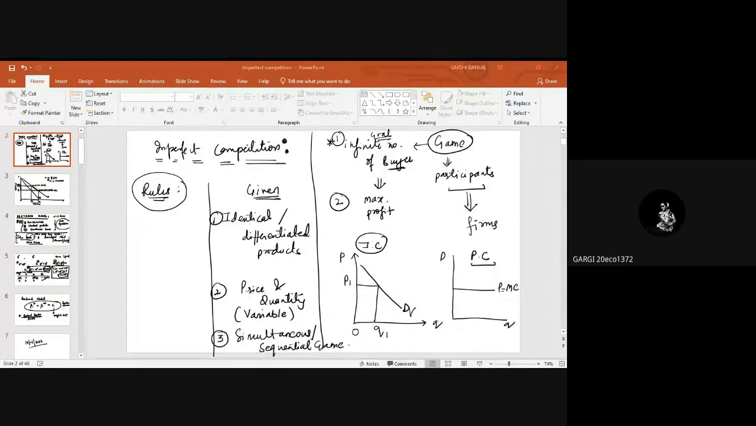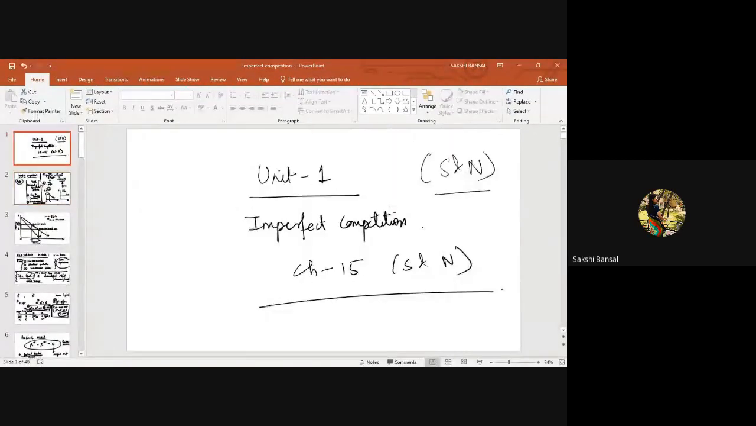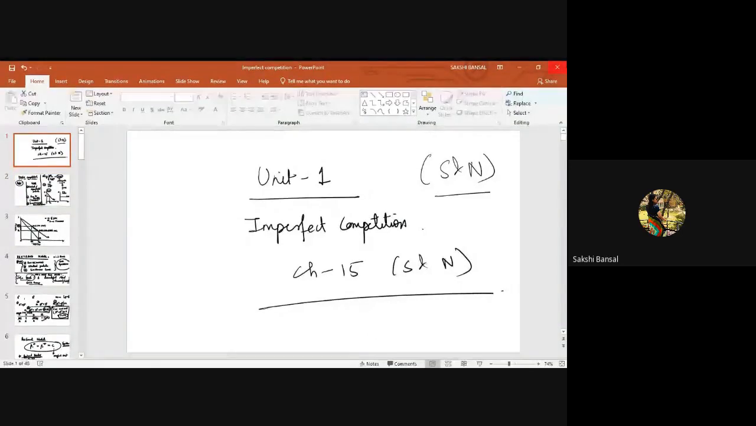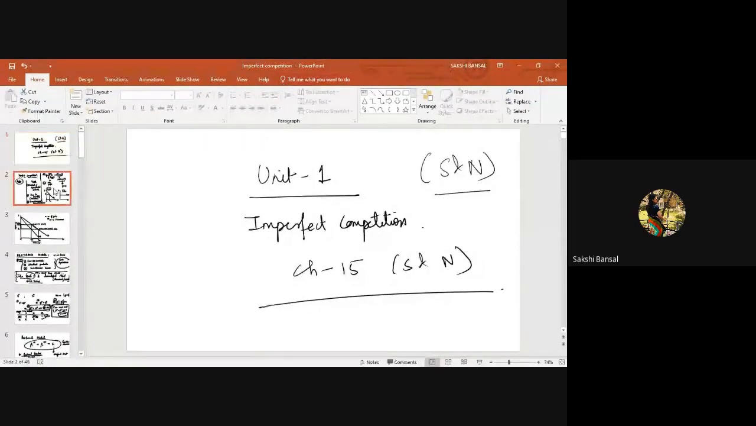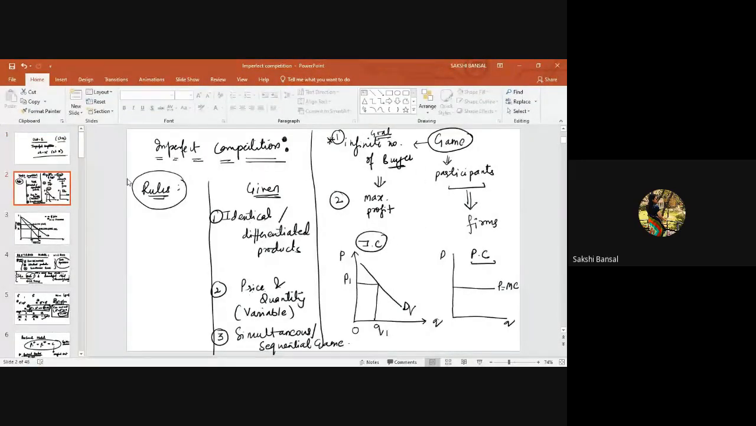As you can see my screen, I've started Unit 1, Imperfect Competition chapter, that is chapter 15 from Nicholson and Snyder. Then I've started with a game in which my participants are my firms, and the goal of the game is two. First, I want to capture the infinite number of buyers, and second, I have to maximize my profit.